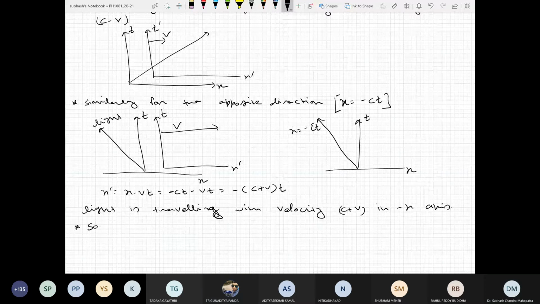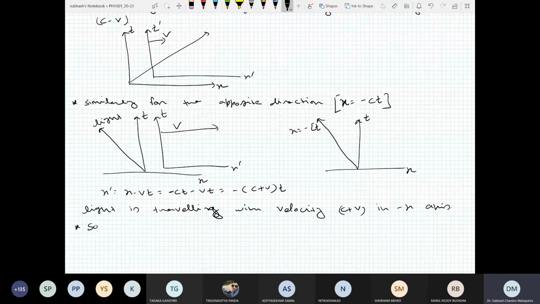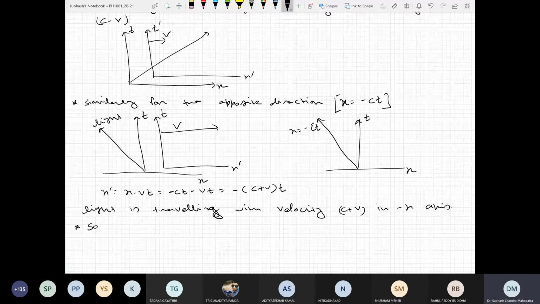I am not plotting x, y, and z. I am plotting t and x. Please see it. I am plotting t and x, not x, y, and z.